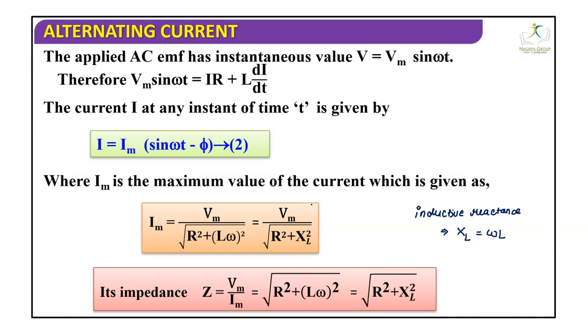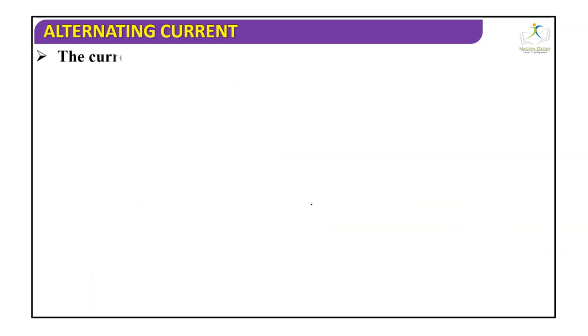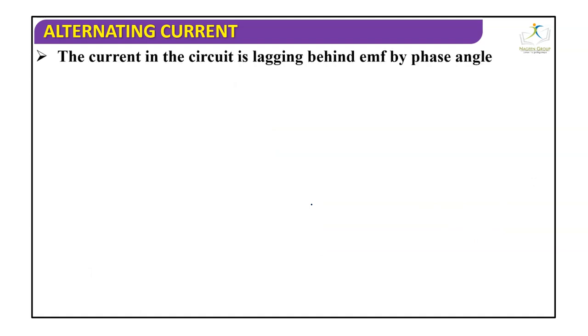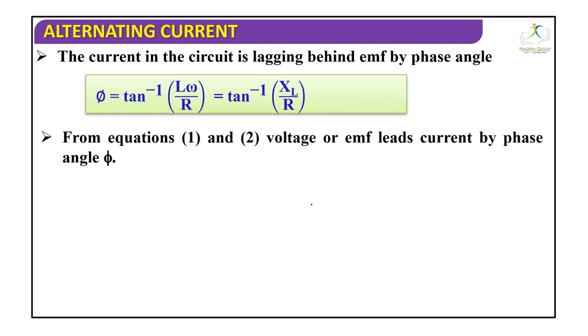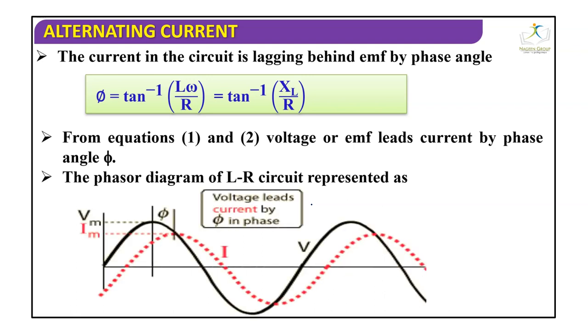Its impedance Z is equal to Vm by Im, is equal to under root R square plus L omega whole square, is equal to under root R square plus XL square. Now, the current in the circuit is lagging behind the EMF by the phase angle phi, which is equal to tan inverse L omega by R, or tan inverse XL by R. So from equations 1 and 2 which we studied recently, the voltage or EMF leads the current by the phase difference phi. The phasor diagram for the LR circuit is represented like this.